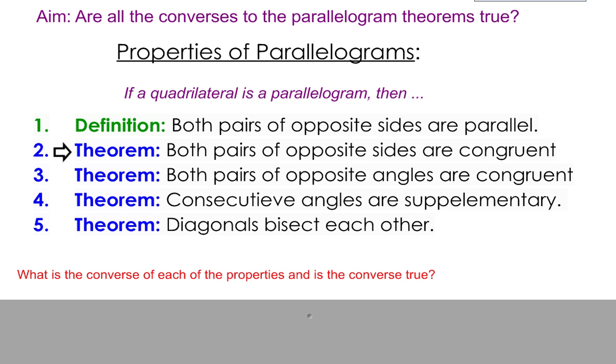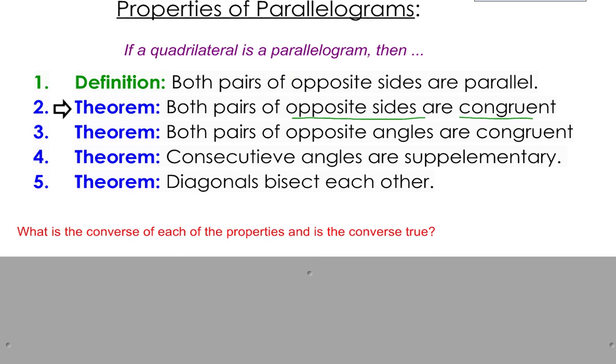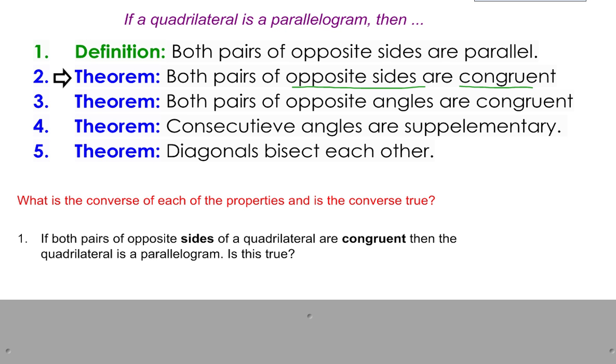Here's another theorem that we've learned. We know that if it's a parallelogram, both pairs of opposite sides are congruent. So what is the converse of this property? Well, the converse of this theorem is if both pairs of opposite sides of a quadrilateral are congruent, then the quadrilateral is a parallelogram.